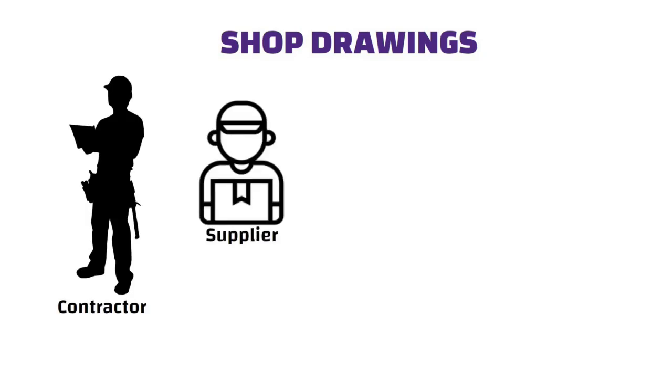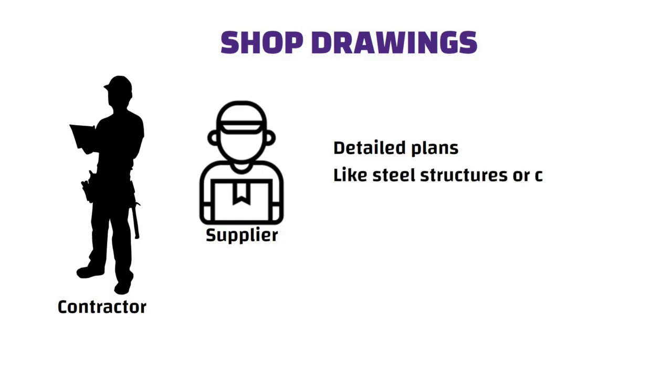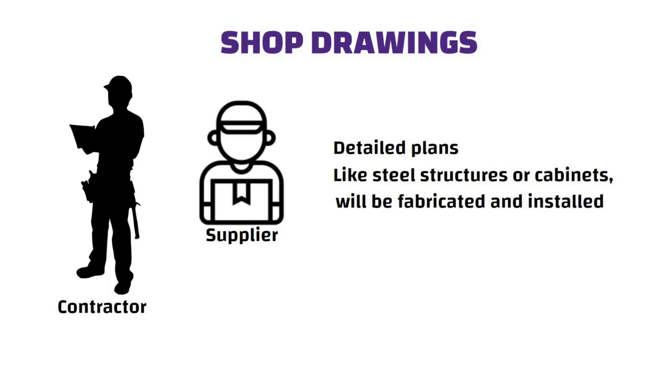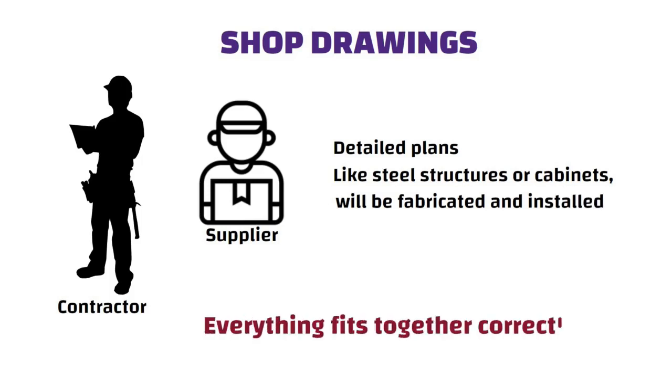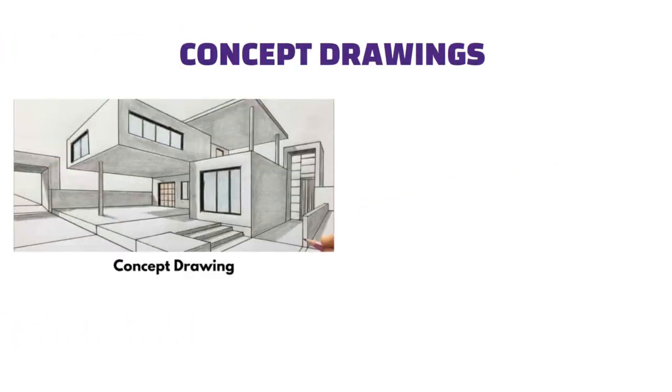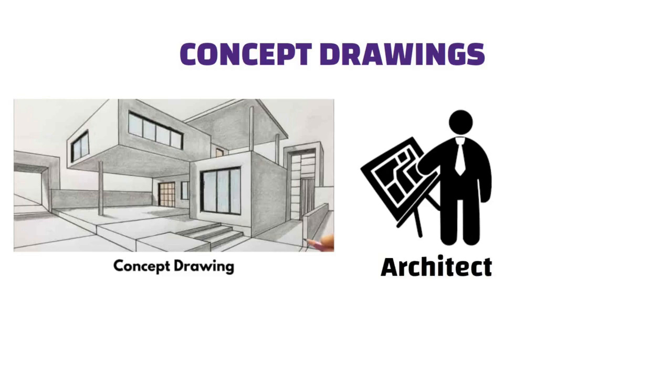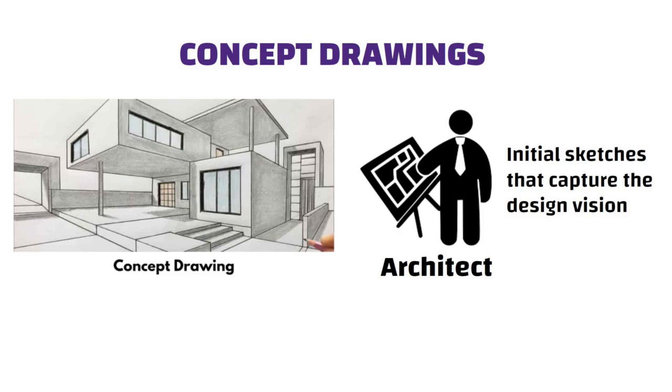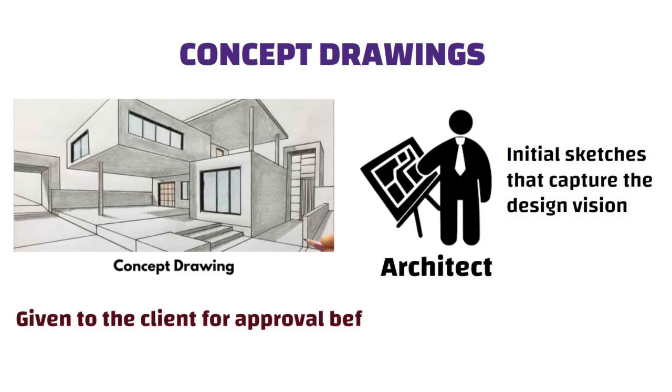Shop drawings. Contractors and suppliers are responsible for these. They provide detailed plans for how various components like steel structures or cabinets will be fabricated and installed. Shop drawings ensure that everything fits together correctly. Concept drawings. Concept drawings are usually created by the architect. They are the initial sketches that capture the design vision. They are given to the client for approval before detailed planning begins.